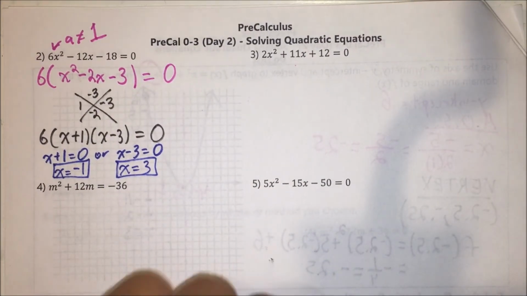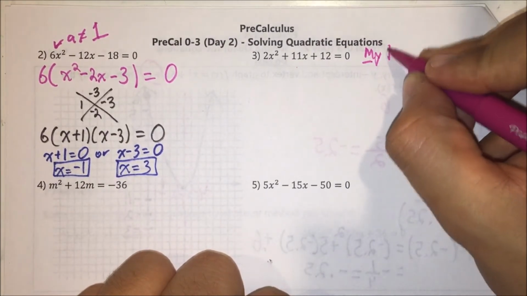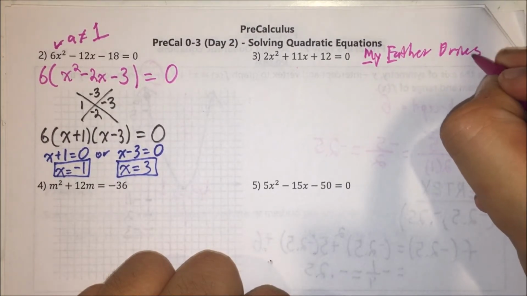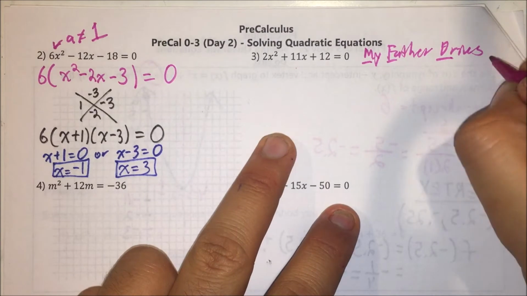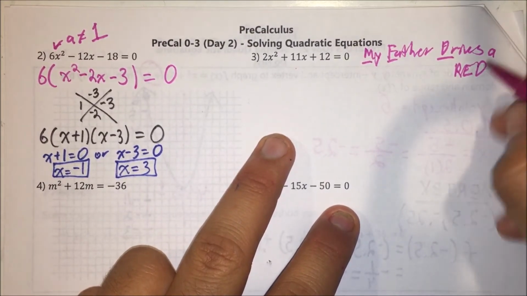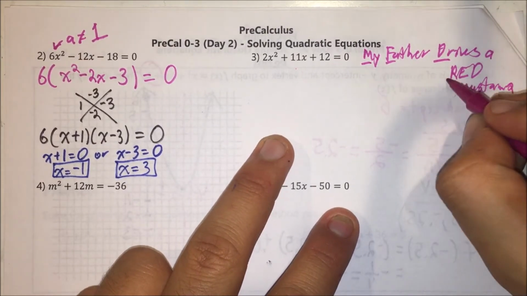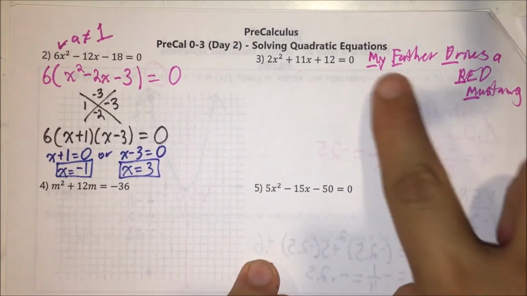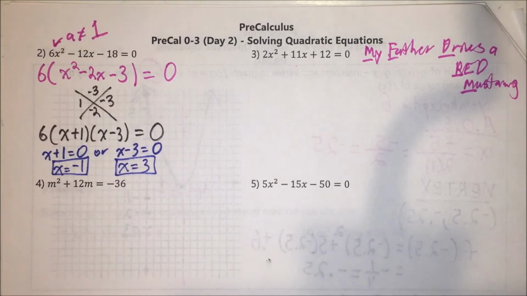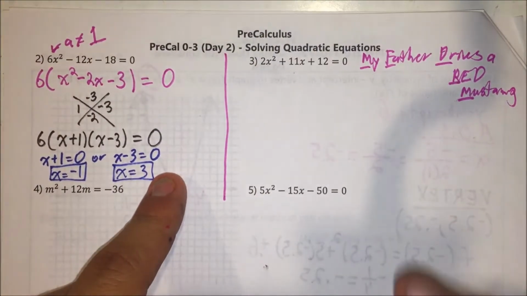And this trick involves an acronym called My Father Drives a Red Mustang. Interesting. What does that mean? My father drives a red Mustang. Well, we use the first letters of all of these to represent certain operations that we're going to do to this quadratic equation to solve it. So let me show you guys.